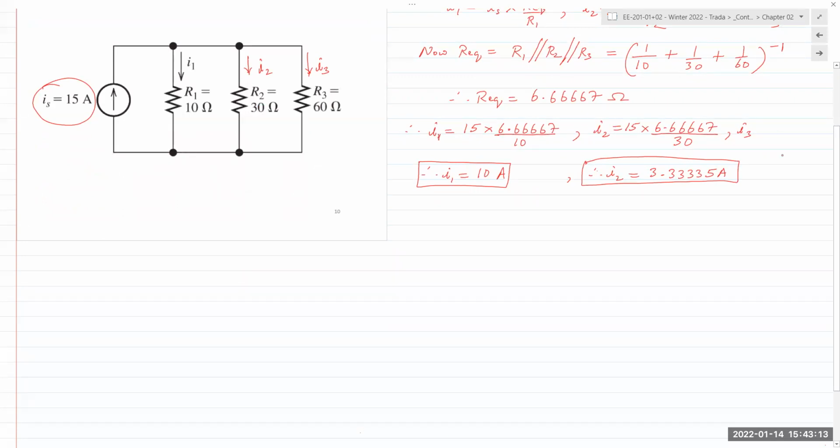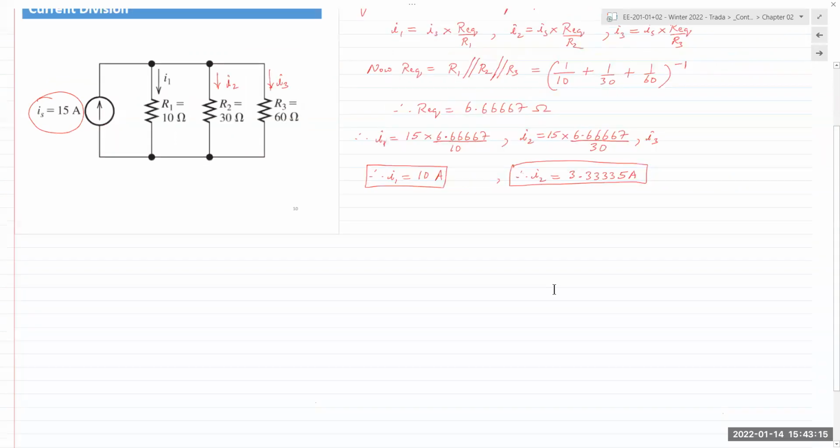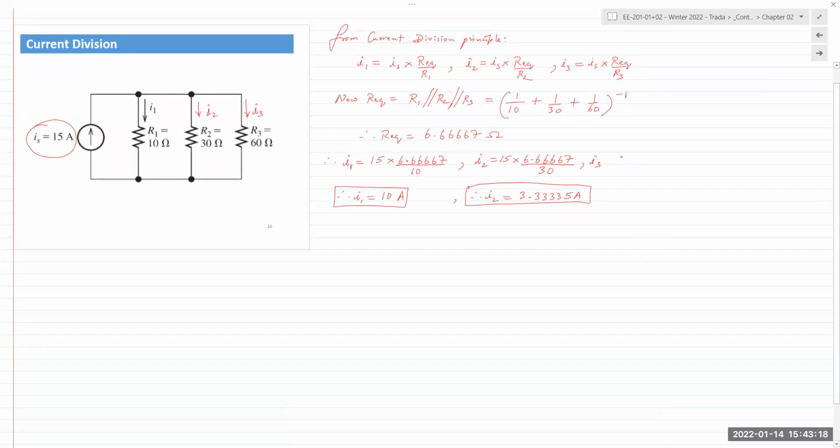And I have I3 as equal to 15 times 6.66667 divided by 60. And that gives me I3 is equal to 1.6667. And of course, when you add it all up, it should equal approximately 15 amps. So there you have it. That, in short, is current division.